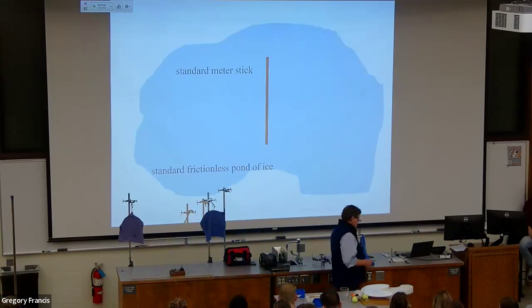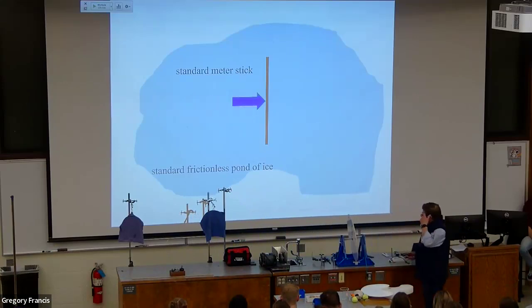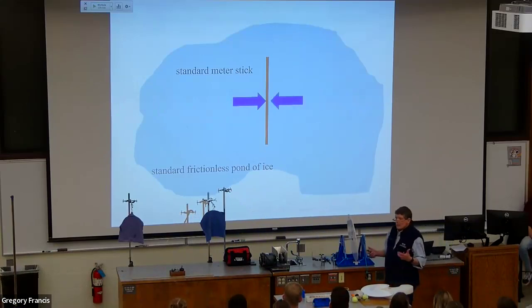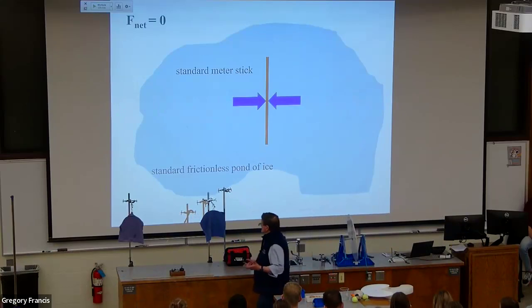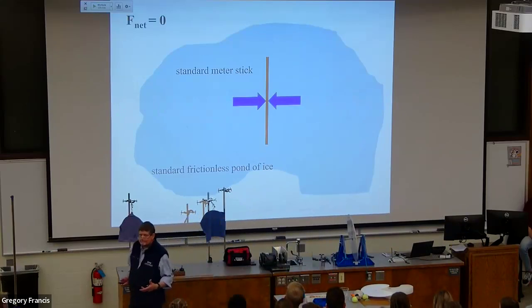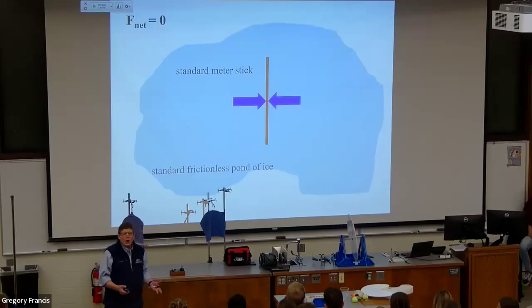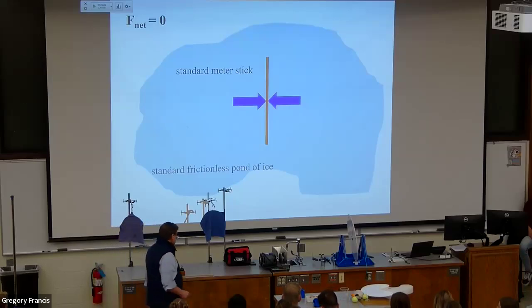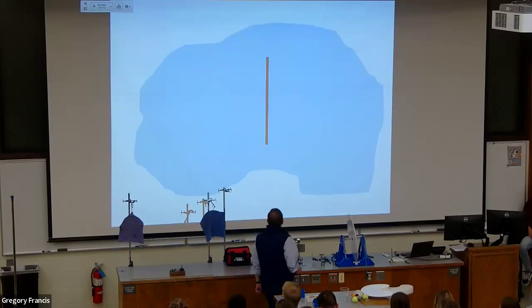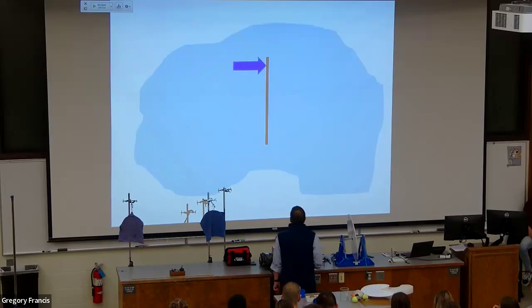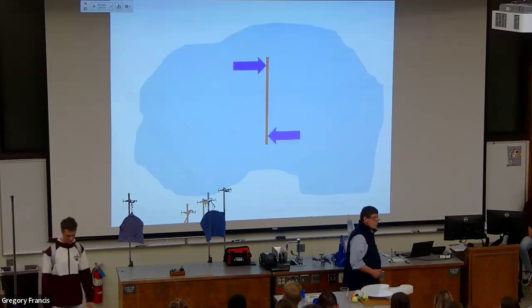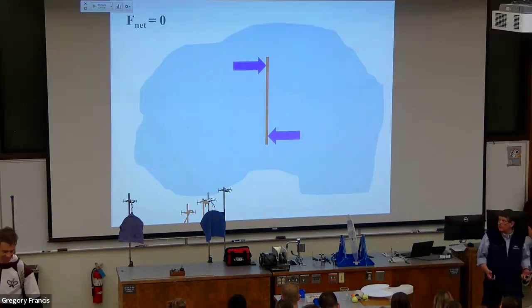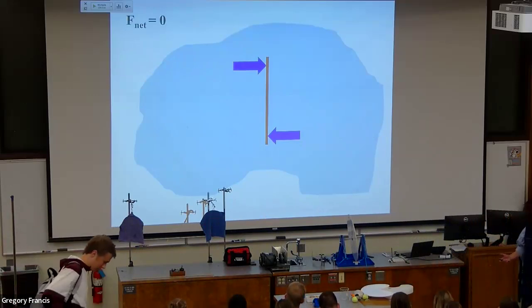Now, if we push on that meter stick with 50 newtons to the right and 50 newtons to the left, we know by Newton's second law that that's going to give me a net force of 0. And that suggests that there should be no acceleration. And that feels fine. That's what our gut tells us is going to happen. However, if I were to push here with 50 newtons and here with 50 newtons, Newton's second law still tells me that the net force is 0.